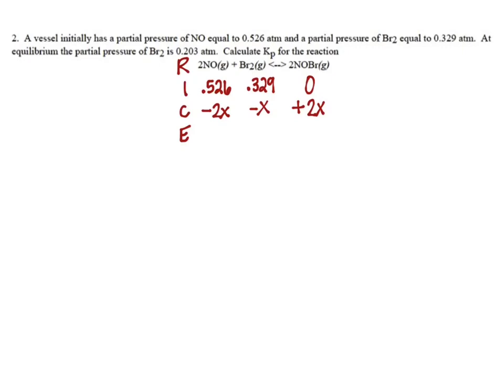It's not always going to work out this way where it's minus, minus, and then plus. Sometimes we might be working the other way. We might be shifting back. So make sure you're reading your question and seeing what's going on. It just happens that this is how it is. So then we have our E, so 0.526 minus 2x. And then we have 0.329 minus x. And then we have 2x.